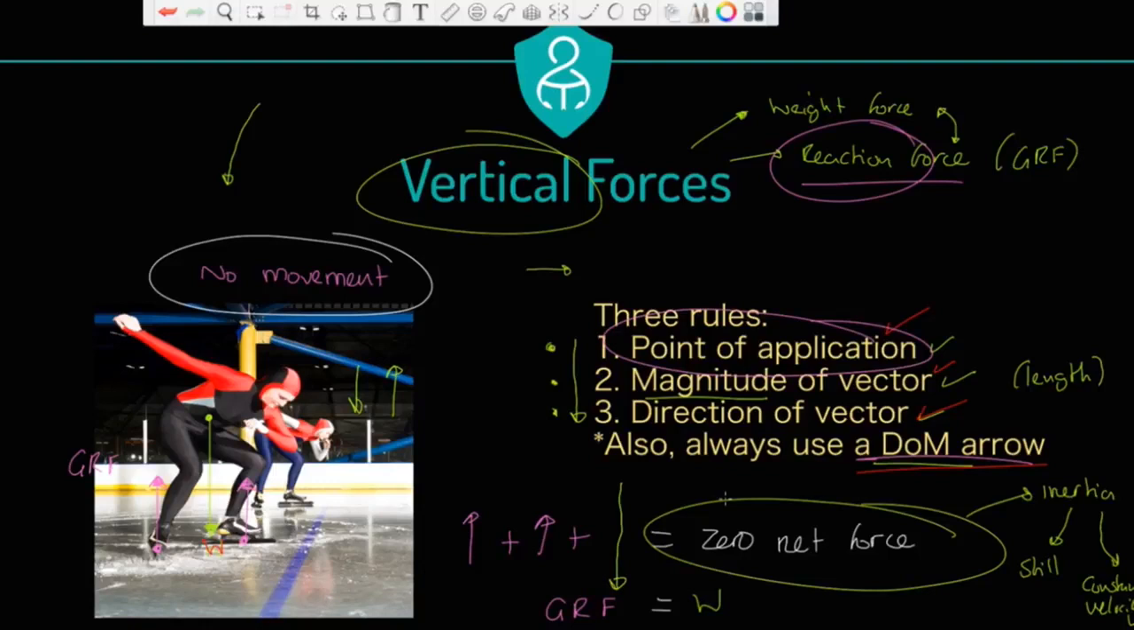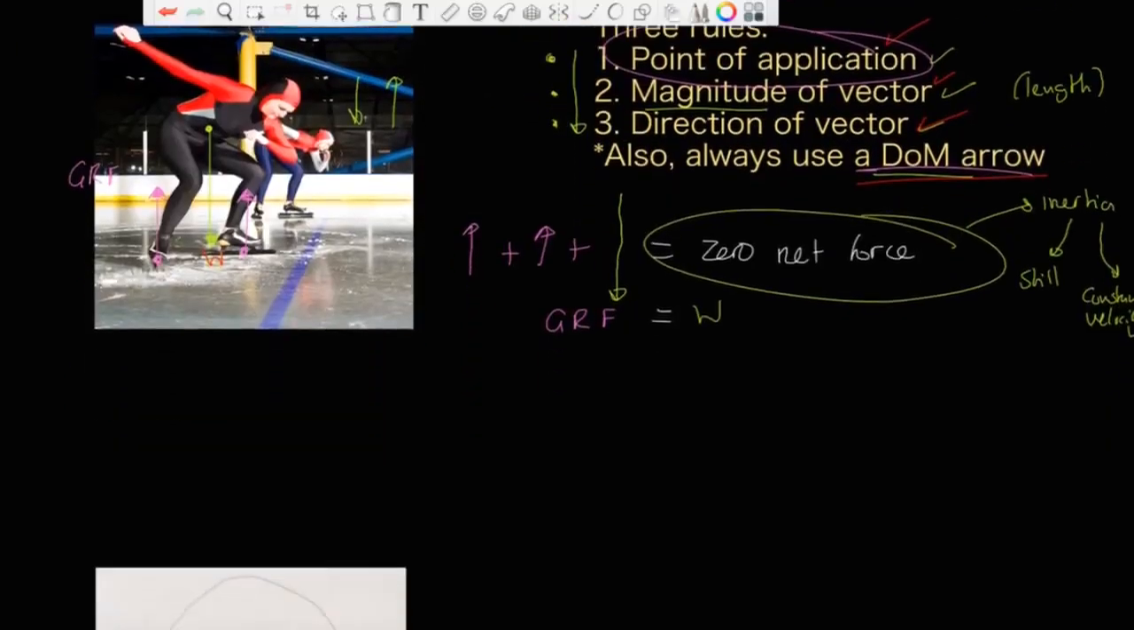And now let's think about it when we don't have zero net force. In other words, we have a net force. Let's look at that example.